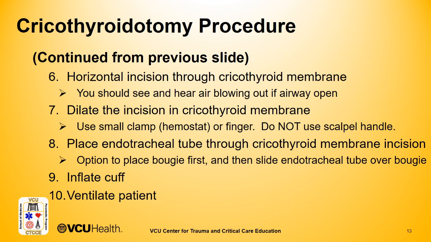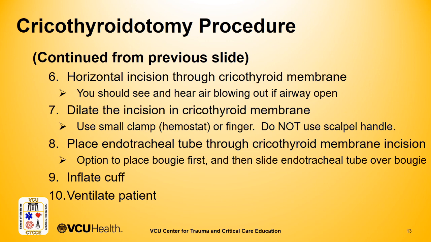Once you get into the airway, you need to dilate the incision. At this point, you can use your finger to dilate the incision, or you can use a small clamp such as a hemostat if available. Do not use the scalpel handle. If you use the scalpel handle, that means you have to turn the scalpel around and the blade will be pointed at you and your hand, and you will be at risk of injuring yourself. Do not use the scalpel handle to dilate the cricothyroid membrane. Either use your finger or a small clamp.